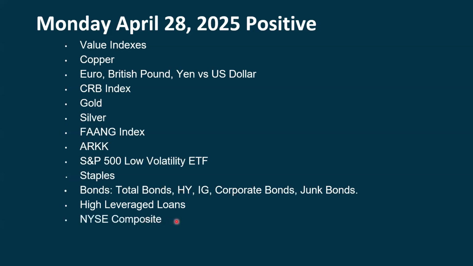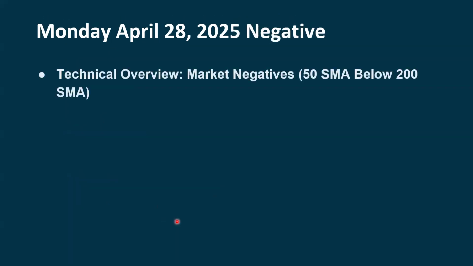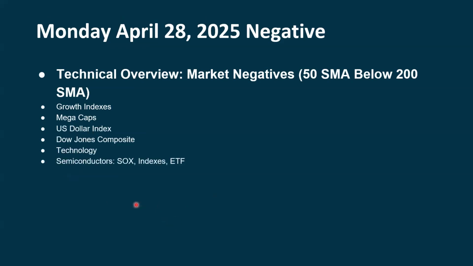And the NYSE composite, which is made up of a lot of value, that's been holding up better, and it's still in an uptrend. On the negative side, growth indexes are in a downtrend, as are the mega caps, the US dollar index, the Dow Jones composite, the tech sector, semiconductors, whether you look at the SOX, that's the semiconductor index, different indexes that we follow, and the ETFs. They're all going down. World Bond Index could be getting ready for a golden cross, but not quite there yet.